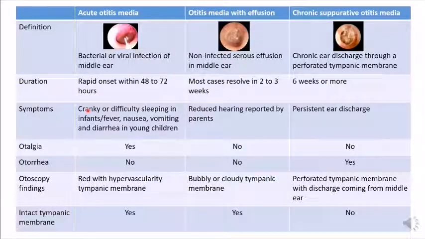This is the summary for all three types of otitis media. What to note here is that otalgia, which is ear pain, only occurs in acute otitis media, and otorrhea, which is ear discharge, only in chronic suppurative otitis media. As for the tympanic membrane, both acute otitis media and otitis media with effusion have an intact tympanic membrane, while it is not intact in chronic suppurative otitis media.